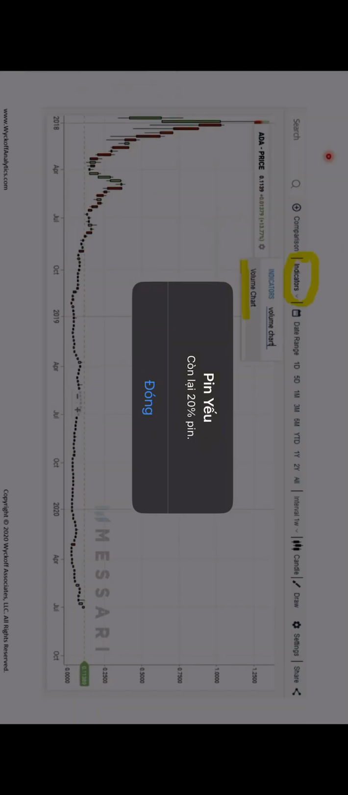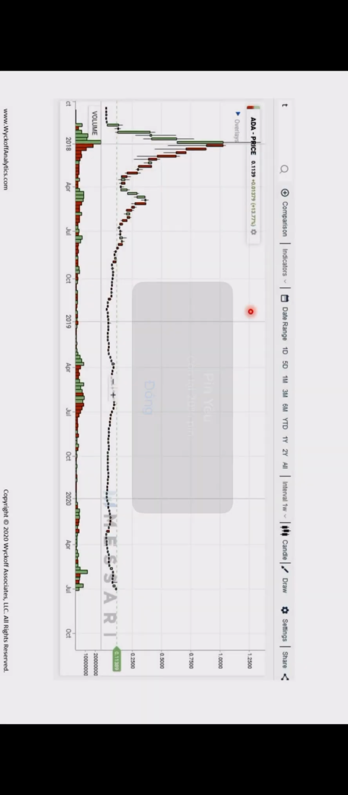Just type the name of the crypto asset that you want to analyze in the search box, in this case, Cardano, ADA. Then you go to indicators, add volume chart, and that's it. You have the full data history of 90% of crypto assets, and the volume data that you see on the charts has been aggregated from several exchanges. This is very important. In this way, in one place, you get the whole history of the crypto assets with the best volume data for free.